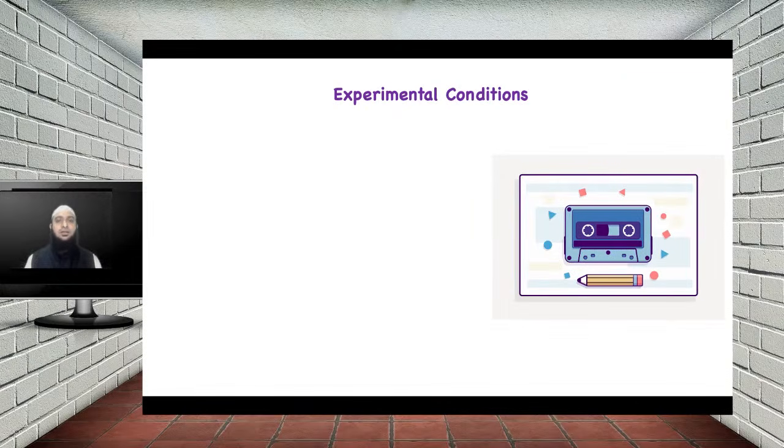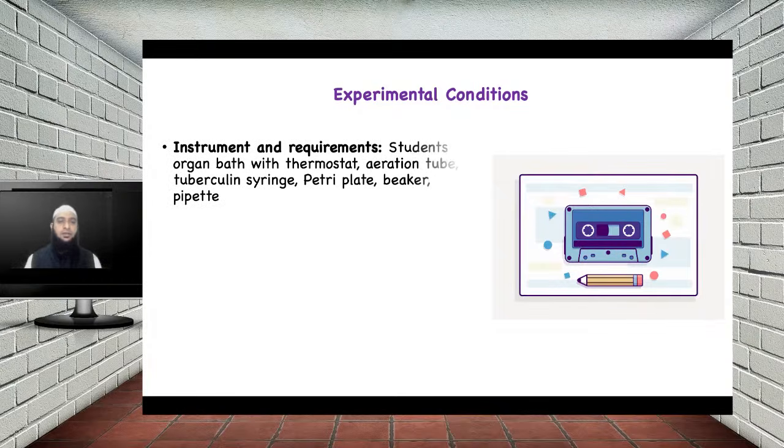So let's start with the experimental condition and the requirements of the experiment. To perform this experiment, we need a student's organ bath with thermostat, because we need to maintain the temperature at 37 degrees Celsius plus minus 2. We need an aeration tube so that we can provide oxygen to the tissue. So the aeration tube is a very important requirement.